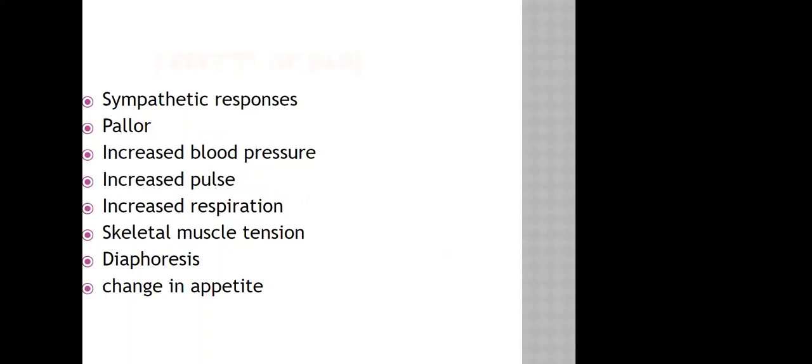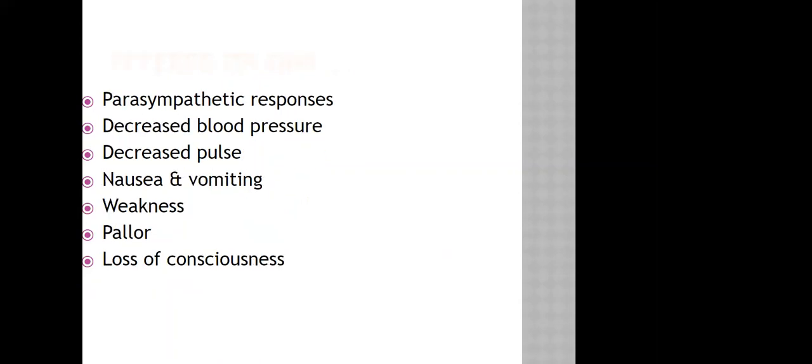For the effects of pain, we have the sympathetic response: increase in blood pressure, increased pulse, increased respiration, skeletal muscle tension, diaphoresis, and changes in appetite. And one more is the parasympathetic response: decrease in blood pressure, decreased pulse, nausea, vomiting, weakness, pallor, and loss of consciousness.